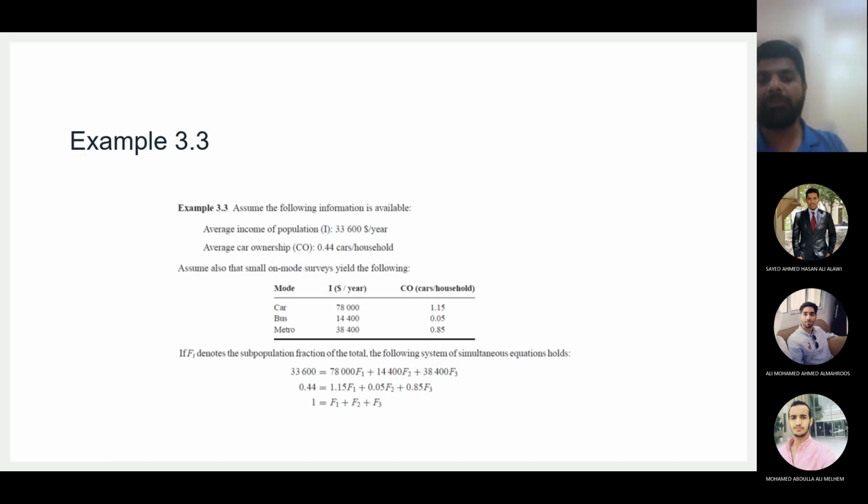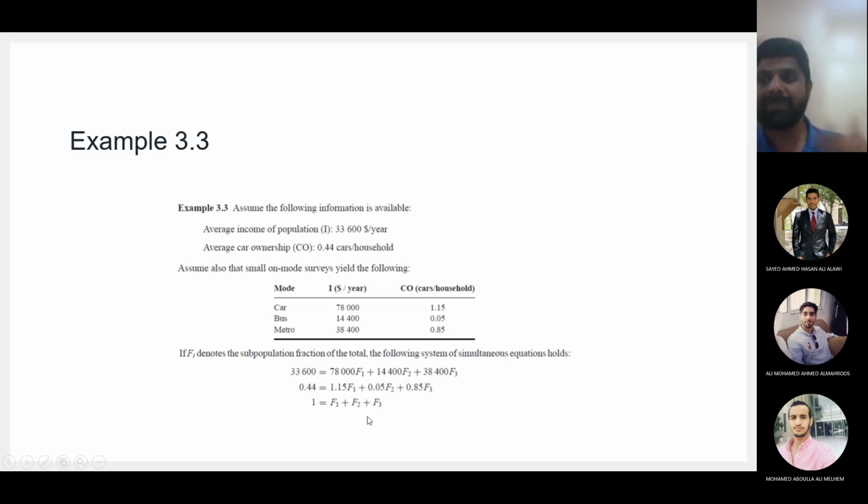Okay, now if you add all these fractions, it should be equal to 1, right? Car users plus bus users plus metro users should be equal to 100%. The percentage of car users, percentage of bus users, percentage of metro users should be equal to 100%, 100% meaning 1. Okay, so this is the system of equations we are talking about.